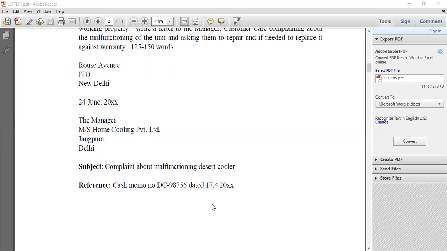Next to the receiver's address, we need to write the subject. Subject: what is the ultimate goal of the letter? Complaint about malfunctioning desert cooler. So while reading the subject, we will come to know that yes, this letter is a complaint letter. It's about a malfunctioning desert cooler that someone purchased. We can easily understand the concept.